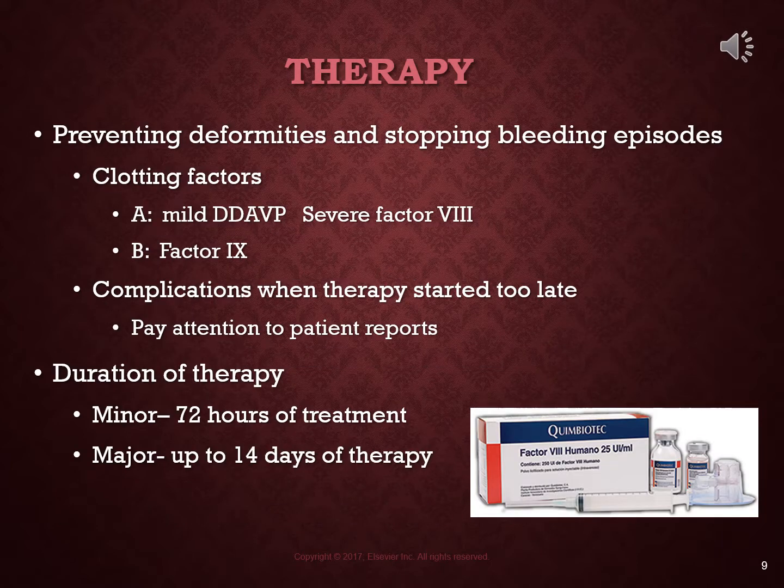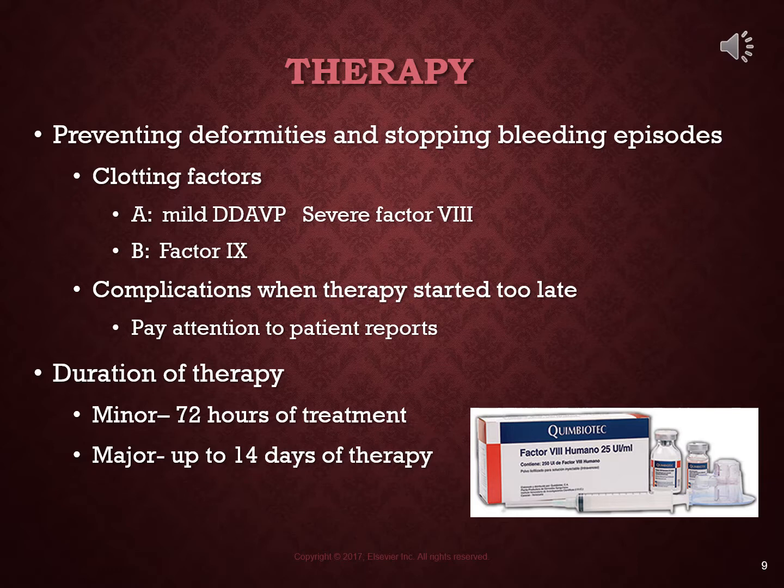The goal of therapy is to prevent deformity and to stop bleeding during spontaneous bleeding episodes. What clotting factors you give, of course, depends on what type of hemophilia you have. Hemophilia is incurable, but recent treatment advances have improved outcomes, so they can live a normal lifespan. Depending on what kind of hemophilia you have, if you have A and it's mild, you can give them DDAVP, which is desmopressin, and that will stimulate the body to produce more clotting factors.